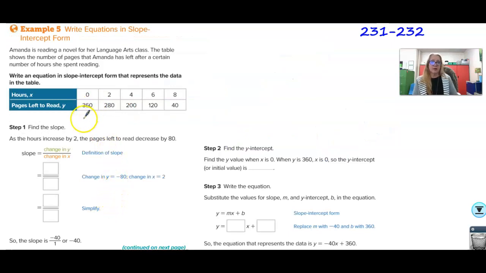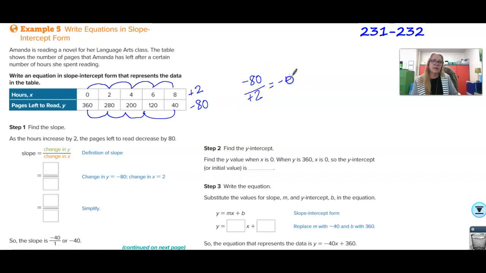Another example of a table given to you. This is x. How is x changing? Up by 2, up by 2, up by 2, up by 2. So x is increasing by 2 each time. What is y doing? Y is going down by 80, down by 80, down by 80, down by 80. Slope is the change in y over the change in x. Simplify that and you get negative 40.